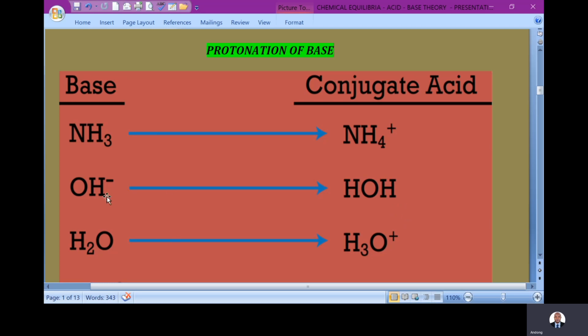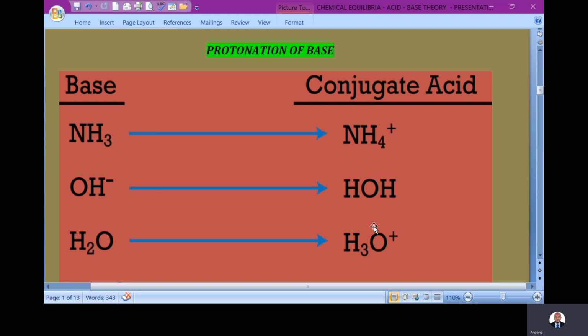So there are two ways: you can protonate and you can deprotonate. You protonate to have a conjugate acid. If given a base, you can protonate to have the conjugate acid. If given an acid, you can deprotonate to have a conjugate base.